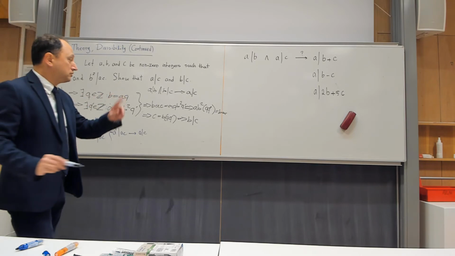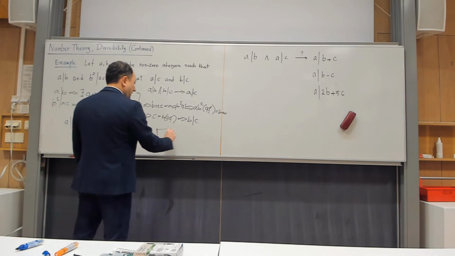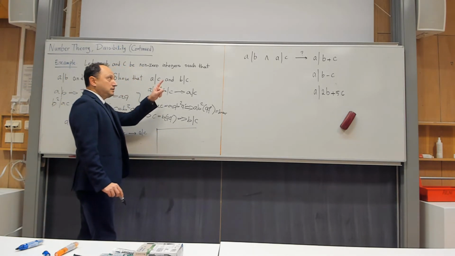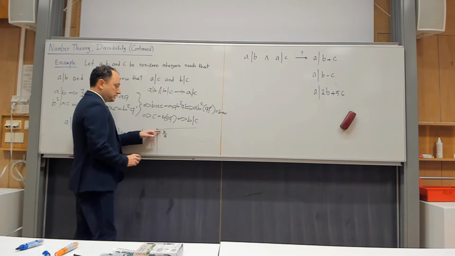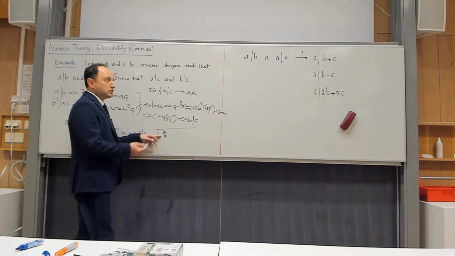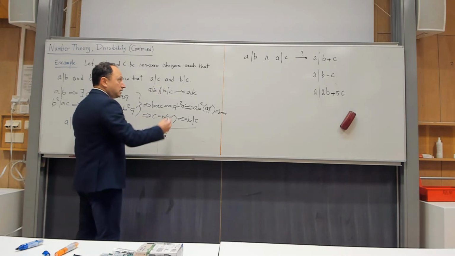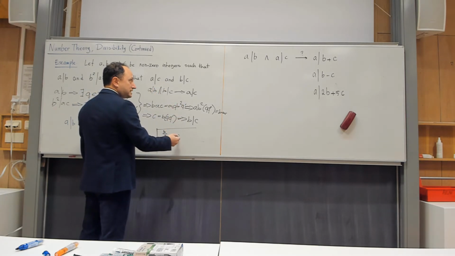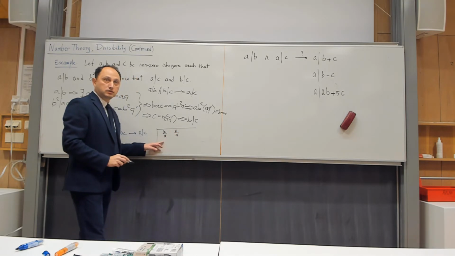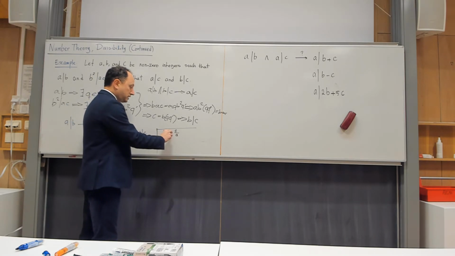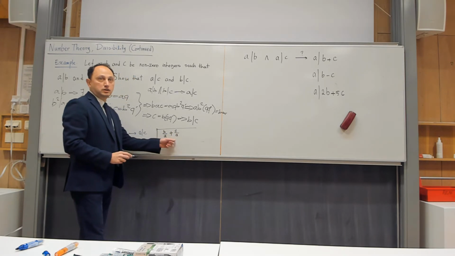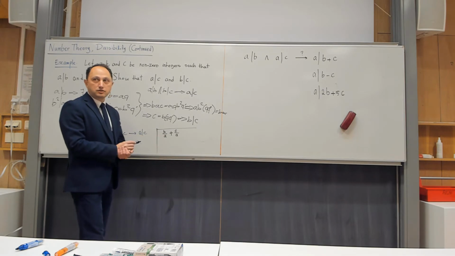Why? Because if you want to check it immediately in your head, you are telling me that A divides B. What type of number is b over a? An integer, yes? Because A divides B. You are also telling me that A divides C, so it means that C over A is also an integer. If this is an integer and this is an integer, what can I say about the sum of these two? The sum is definitely an integer, yes?